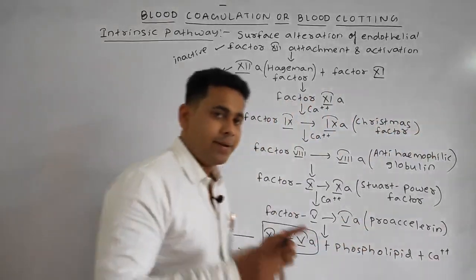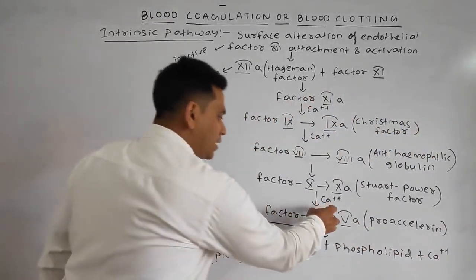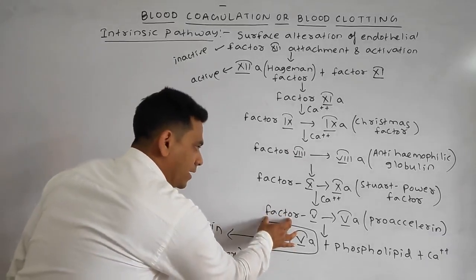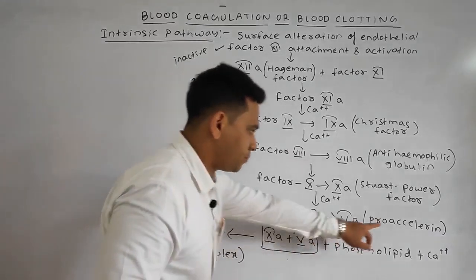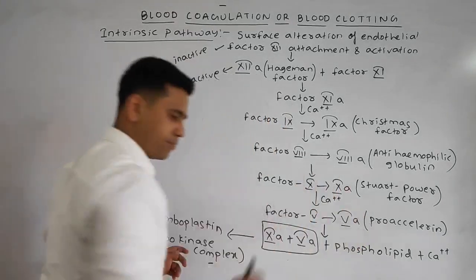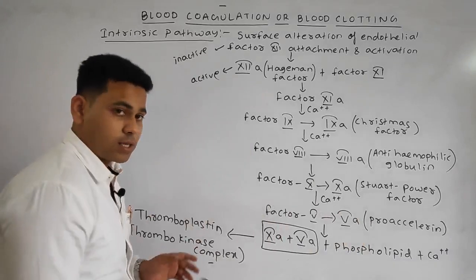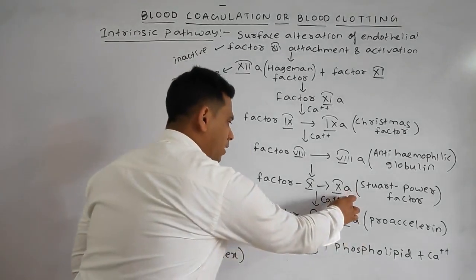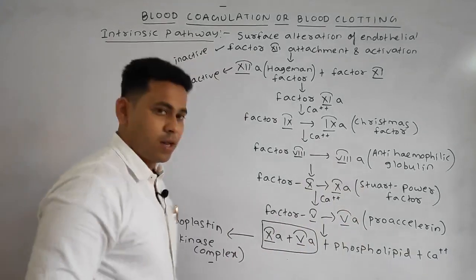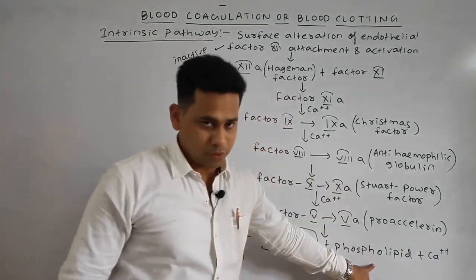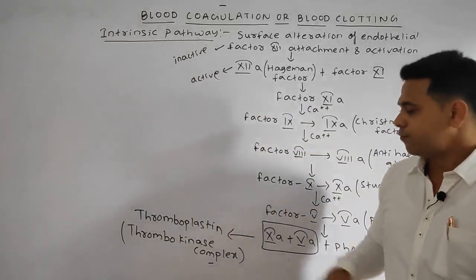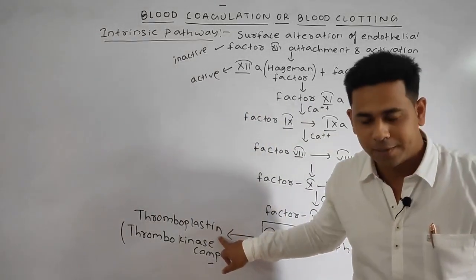This activated Stuart-Prower factor, in the presence of calcium, will convert the inactivated factor 5, or proaccelerin, into activated factor number 5. Further, this activated factor number 10 and activated factor number 5 will combine with the phospholipid in the presence of calcium, by which finally we get the thromboplastin.